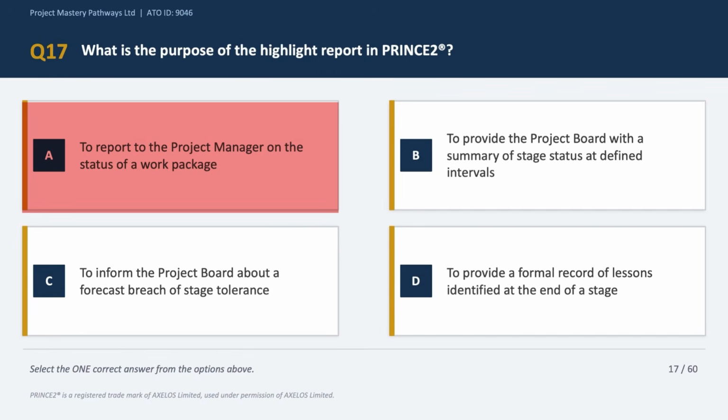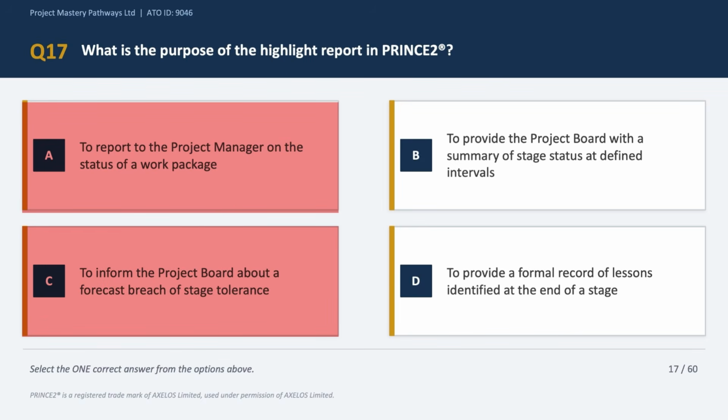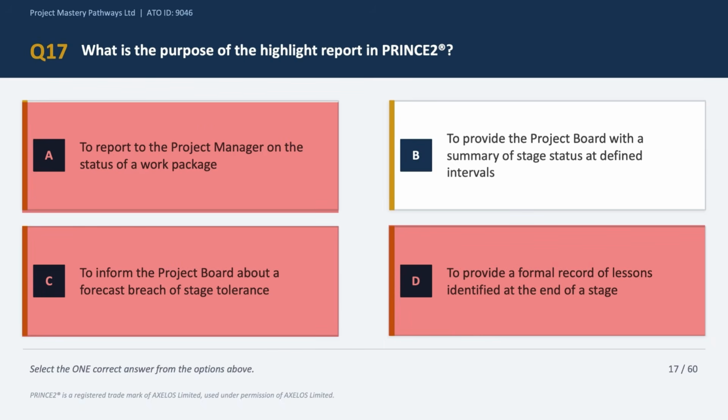Option C says to inform the project board about a forecast breach of tolerance. Now that is the purpose of an exception report. Alarm bells should start ringing in your mind if you think the highlight report deals with tolerance breaches, okay, because it doesn't. So option C is incorrect. Option D says to provide a formal record of lessons identified. Now that is the purpose of a lessons report. So we can eliminate option D as well.